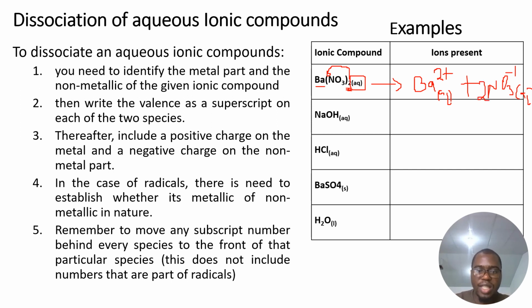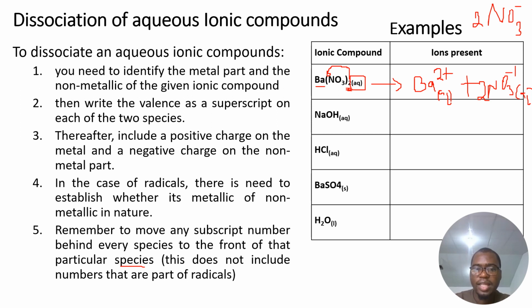Okay, that's what this one says: remember to move any subscript number behind every species to the front of that particular species, not the whole thing, but that particular one. So after we separated the 2, we had to put it in front here. And this is how you write. Please take note that if you want this one, you can just write it as 2NO3 negative, because 1 is an invisible coefficient, so we can ignore it and just write it like that.